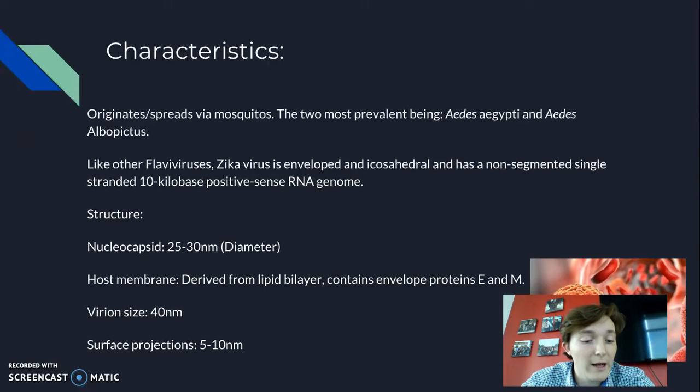As for the actual structure, the structure of the Zika virus is similar to the other flaviviruses. It contains a nucleocapsid approximately 25 to 30 nanometers in diameter, surrounded by a host membrane-derived lipid bilayer that contains envelope proteins E and M. The virion itself is approximately 40 nanometers in diameter, and the surface projections on the outside measure 5 to 10 nanometers.